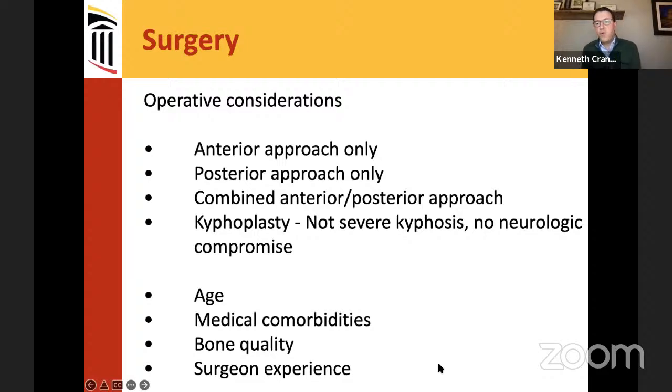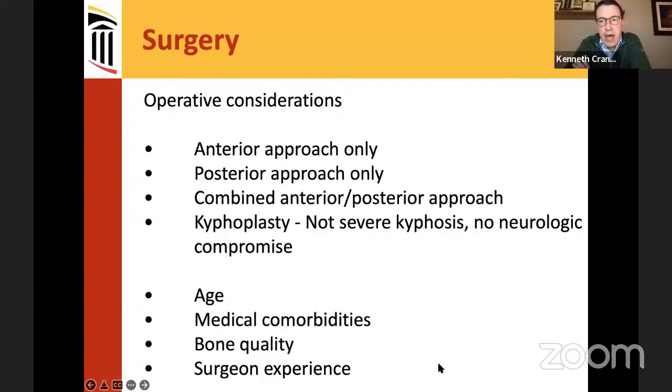Especially now that we have some newer techniques like the spine jack, which can potentially be used to help restore kyphosis or restore normal vertebral body height. Other things to consider when choosing an operative approach can include things such as patient age, medical comorbidities, bone quality, which is very frequently an issue with these patients, where a lot of the reason why they're here is because they have poor bone quality, thus leading them to be more susceptible to fracture and kyphosis. And then obviously surgeon experience.